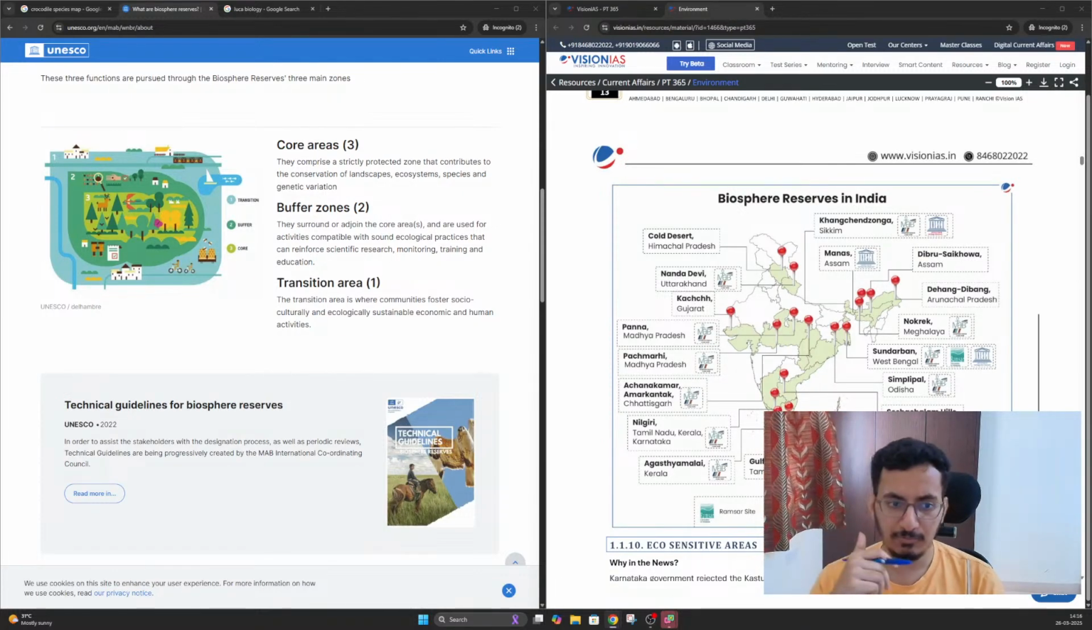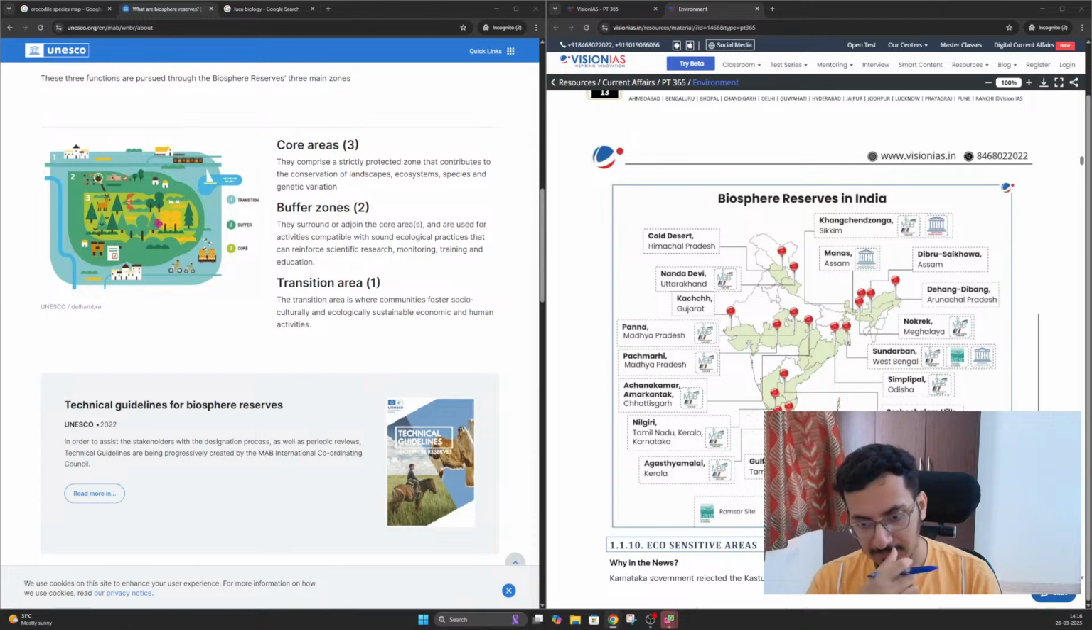Hot desert and cold desert both are not UNESCO recognized. It's just Indians who gave it.